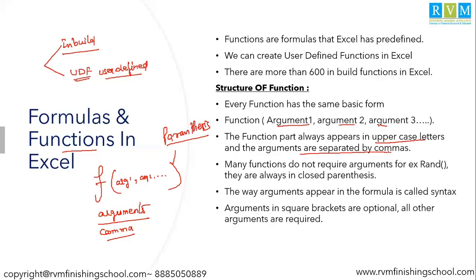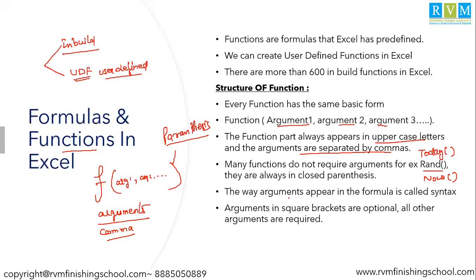Many functions don't have arguments and they are like this. You have RAND, then you have TODAY, we'll be seeing them too. Then you have NOW, which is open and close parenthesis with nothing inside it. Whenever you see a function which does not have any arguments, they are dynamic in nature, which means these values will automatically change as Excel refreshes its calculation.